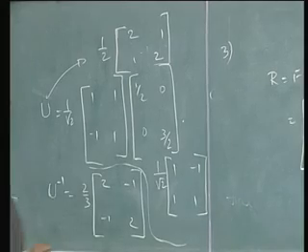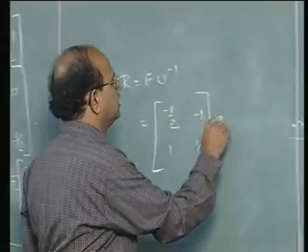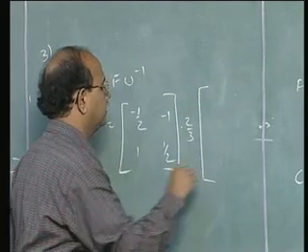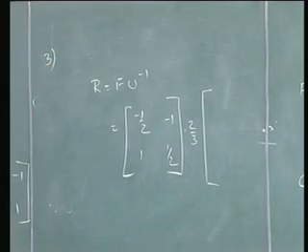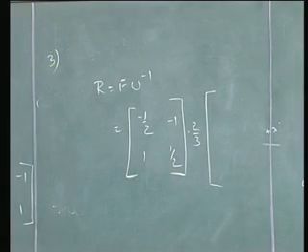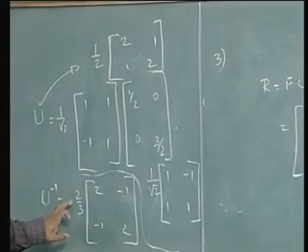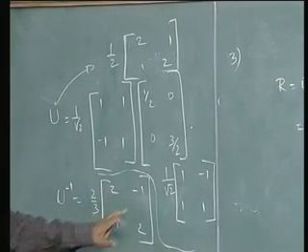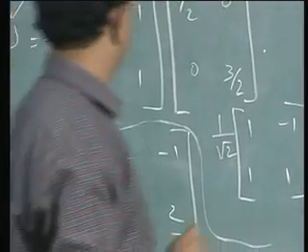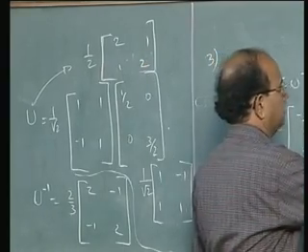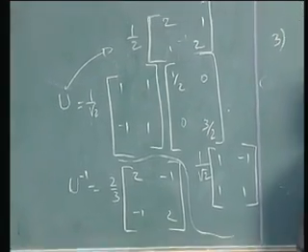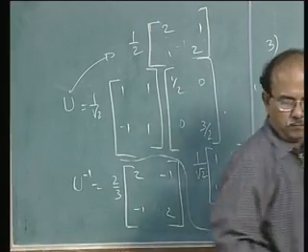So, that is u inverse into 2 by 3. Obviously we will not get 2 by 3 here because 1 by root 2, 1 by root 2 is here, so we will get only half. So, u inverse is equal to 2 by 3 times 2 minus 1 minus 1 2. So, 2 minus 1 minus 1 2.